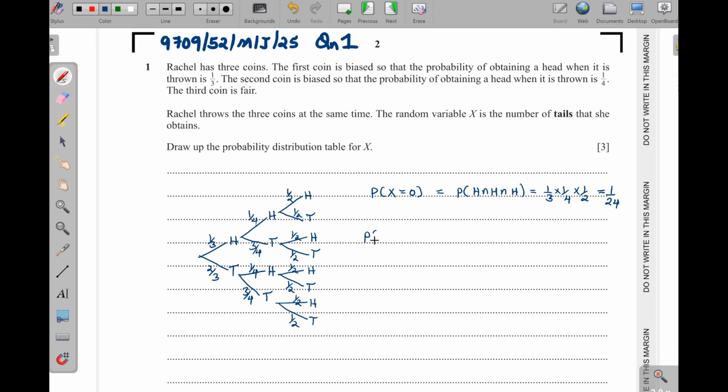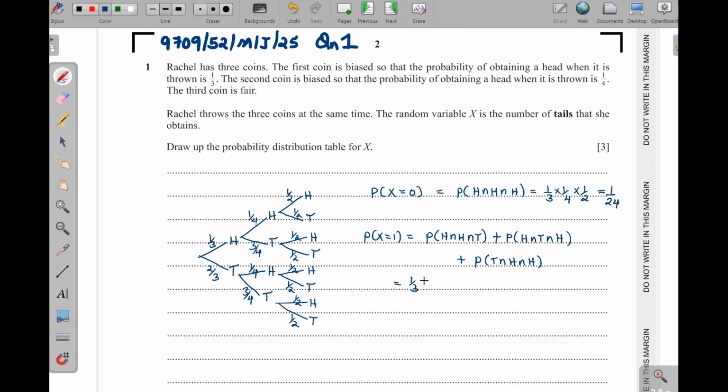Then probability of x is equal to 1. We have 1 tail. So we can have head, head, tail. Then we can have head, tail, head. In other words, you move this tail until it comes here. Then lastly, we are going to have tail, then head, head.